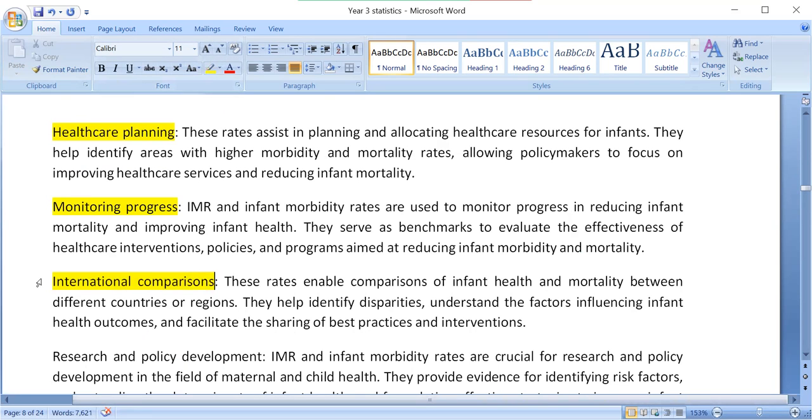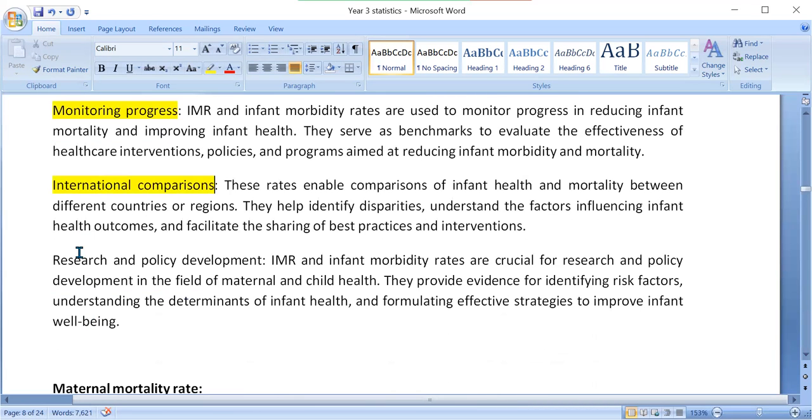It can also be used for international comparison, like we said earlier. You can easily compare Nigeria's IMR with that of the US. So, research and policy development.